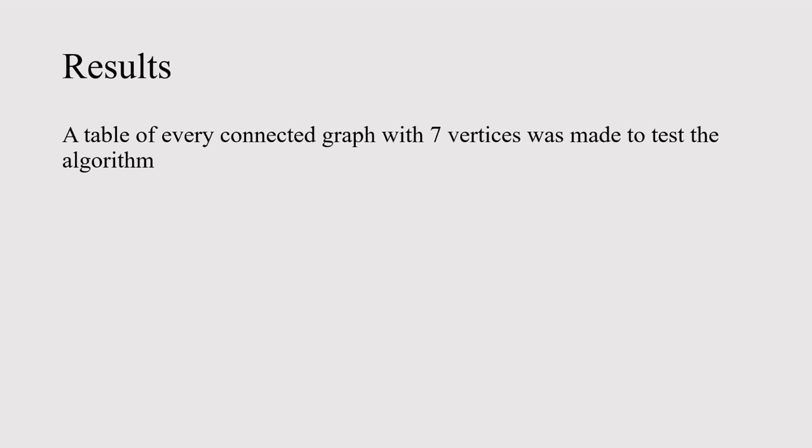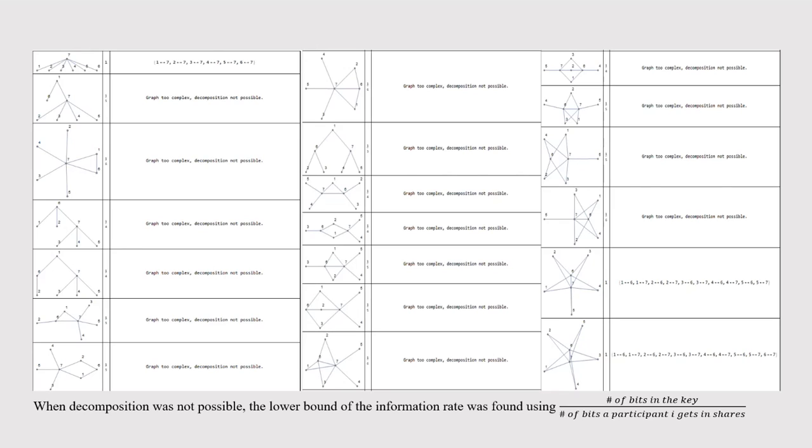So to test this algorithm, we decided to take a table of every graph with 7 vertices and treat them as secret sharing schemes. The results were a table much too large to fit on this PowerPoint because there are a lot of graphs with 7 vertices. But there are 2 main types of results that were consistent throughout the list. 1, either the graph was already complete multipartite and so its information rate was 1, or 2, the graph was too complex to decompose, so we had to go with the lower bound of the information rate, which is again just the number of bits in the key to the max number of bits in a share.